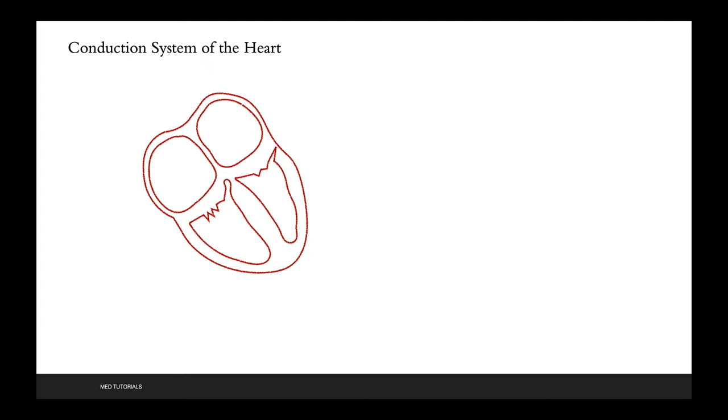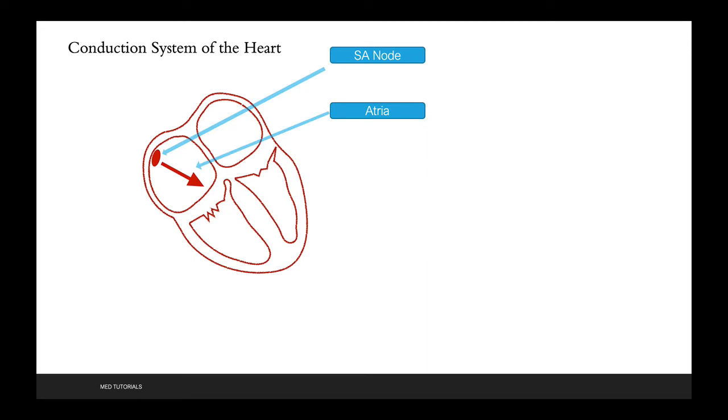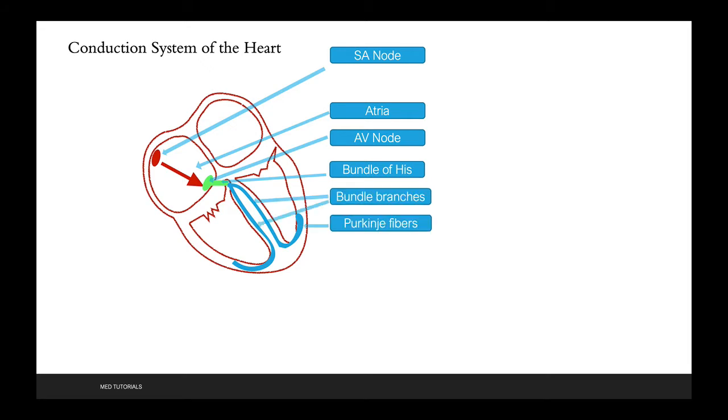So the conduction system of the heart, we know that impulses are generated from the SA node in the right atrium, and from there the impulses pass through the atria and they reach the AV node, and from the AV node they go into the bundle of His and the right and left bundle branches, the Purkinje fibers, and finally they reach the ventricles.